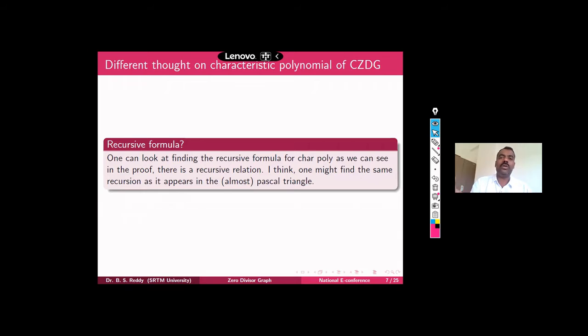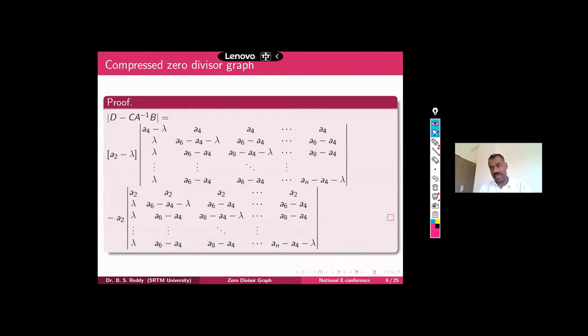I am not sure whether it is possible or how difficult it is, but whoever is interested can find whether we can find a characteristic equation in recursive form. Because in this proof also, when I explained, this determinant resembles the previous one. So there is a high chance that if one works it out properly, we may have some recursive formula.